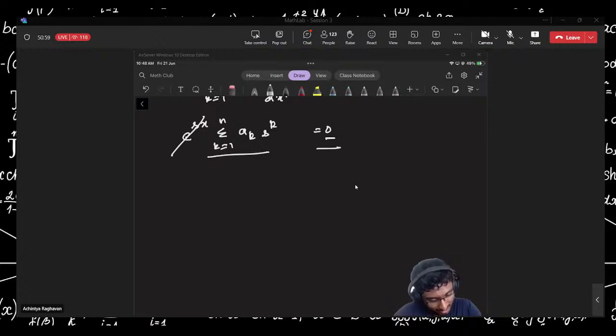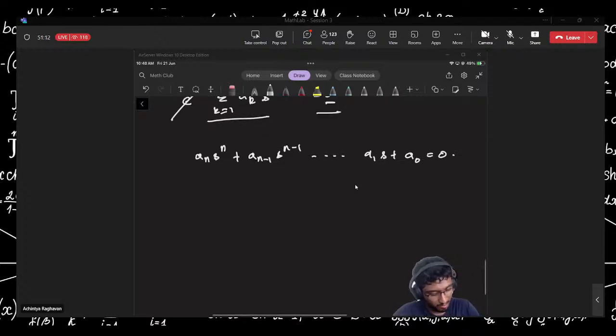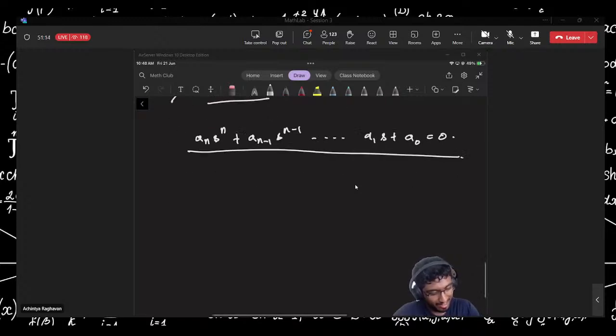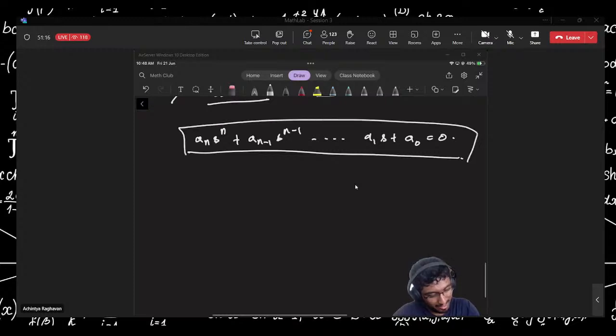If you write this out, this is just a_n s power n plus a_(n-1) s power n minus 1, up till a_1 s plus a_0, equal to 0. Now notice this is just a polynomial. And I don't know if you guys know this, but a polynomial of degree n always has n roots.